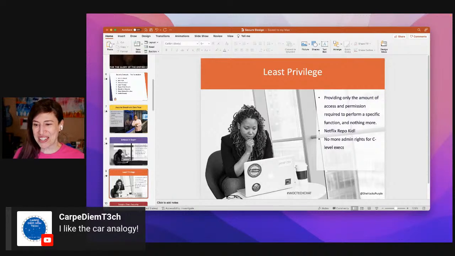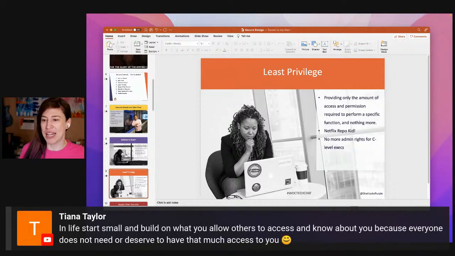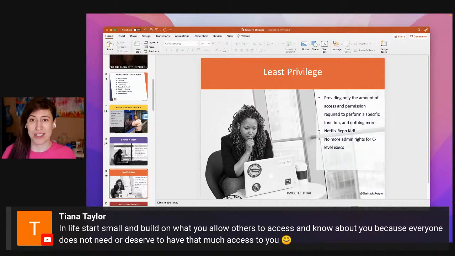Okay, so there's something from Tiana. In life, start small and build on what you allow others to access and know about, because everyone does not need or deserve to have that much access to you. Okay, that's a brilliant way to just live your life. Yeah, I really like that.